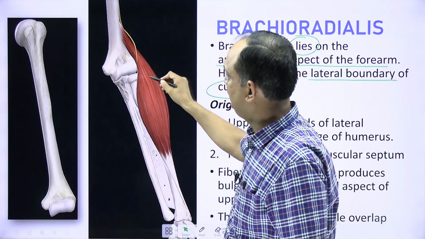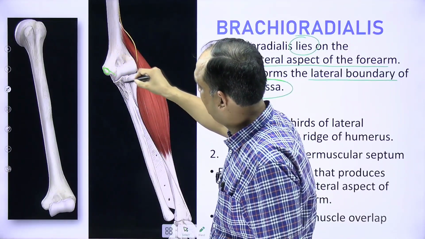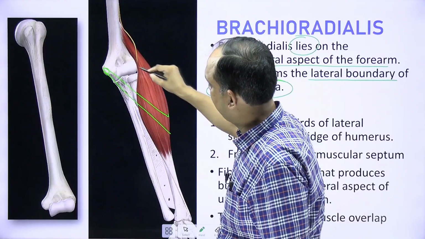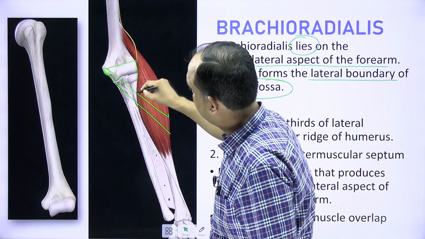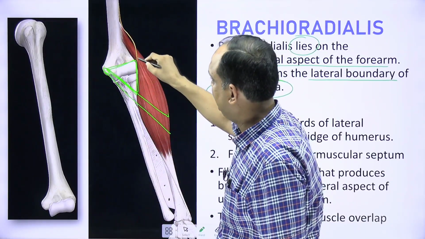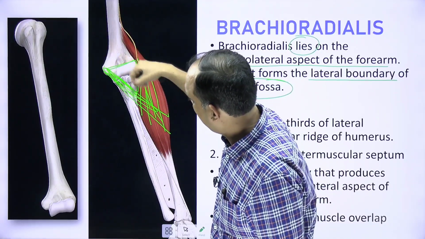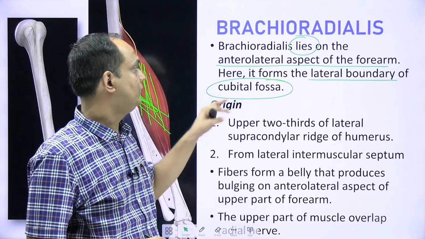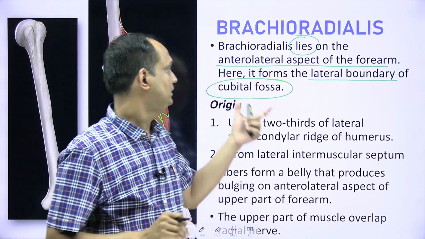Now suppose I draw the cubital fossa. This is your medial epicondyle, from where you have a muscle known as pronator teres. When you join this, you have a triangular area, and this triangular area is known as the cubital fossa. One side is bounded by the brachioradialis and the other side by the pronator teres. So brachioradialis is an important landmark when you are doing dissection in the cubital fossa.